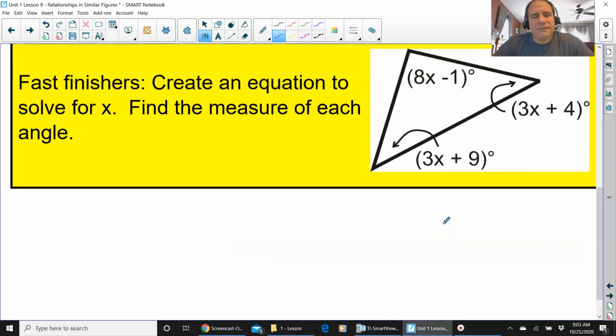So this is a fast finisher. Please you do the fast finisher. This is not that bad of a question. It says create an equation to solve for x, find a measure of each angle. Go ahead, see if you can do it, press pause, and try the problem now.